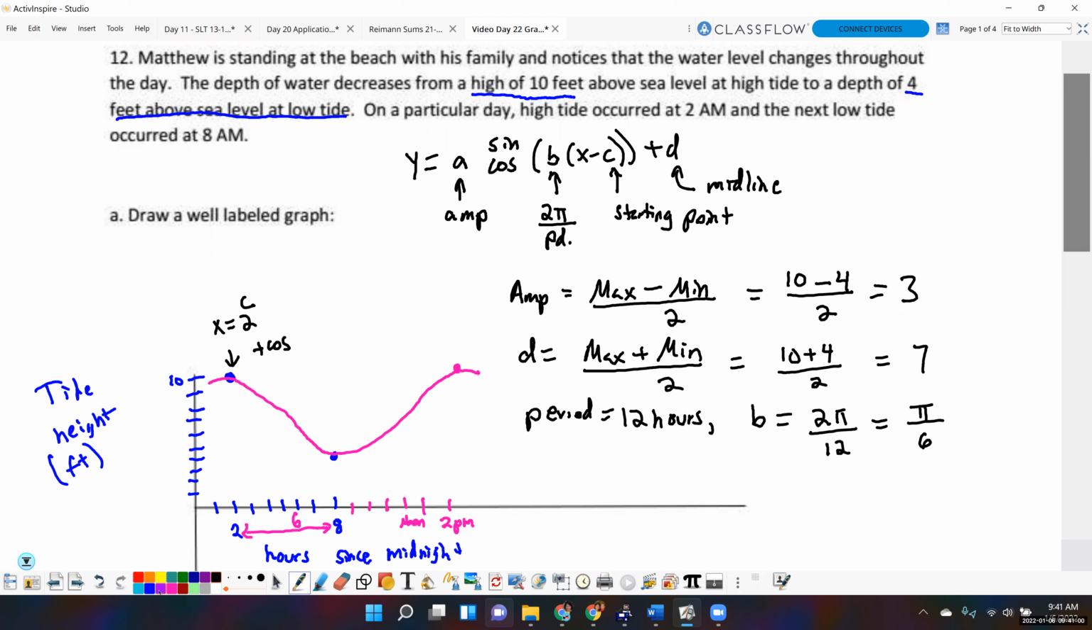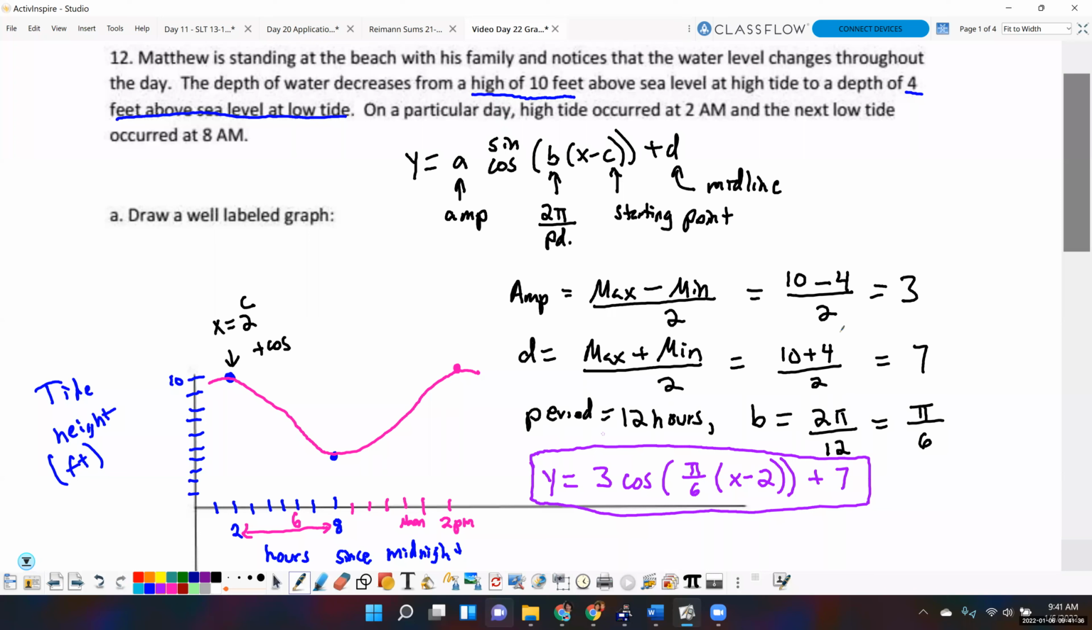So now I can put it all together. Because I know this is a positive cosine, I'm going to start off with a 3 cosine pi over 6. And it's going to be x minus 2, because when x is 2, that's where I start at a maximum. So that's my translation right 2. And then plus 7. So here is our equation.